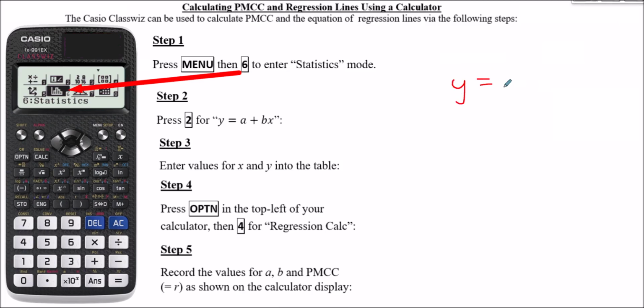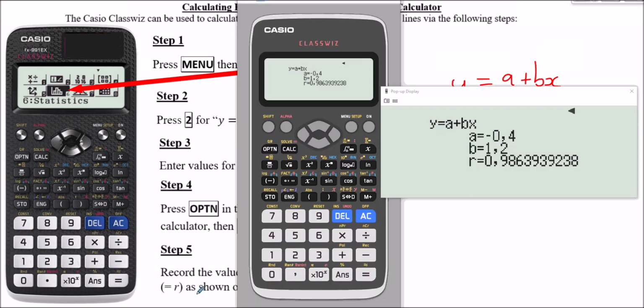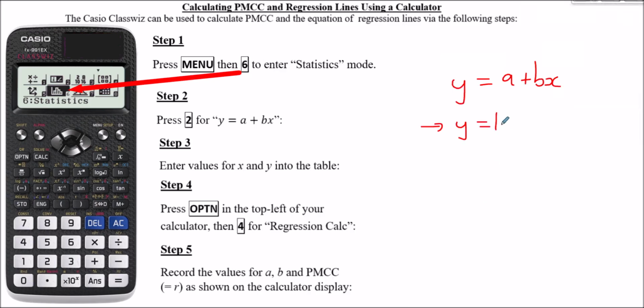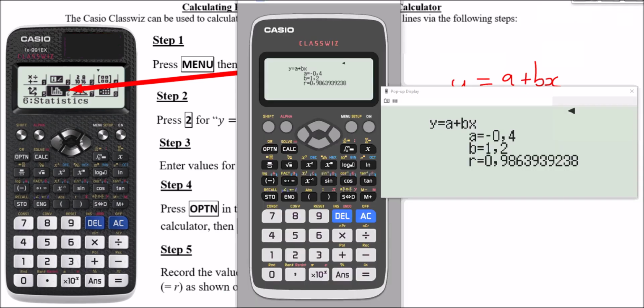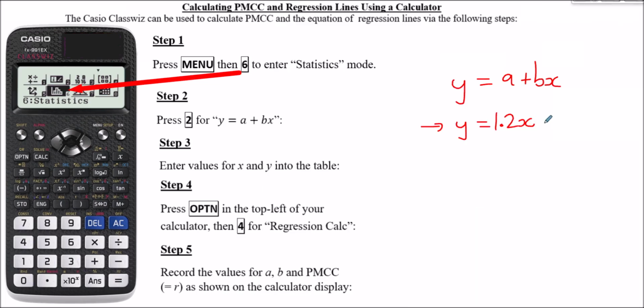So the equation of the regression line, I always think of it in terms of y equals mx plus c, linking it back to GCSE. For the one I've just done here, b is the gradient because it's the coefficient of x, so b is 1.2. So we'd have y equals 1.2x, and then a was exactly, in fact, minus 0.4. So 1.2x minus 0.4 would be the equation of the regression line for those points we drew.